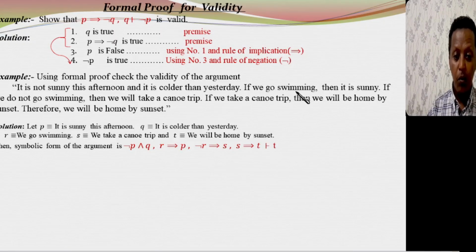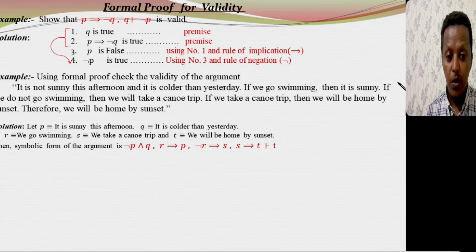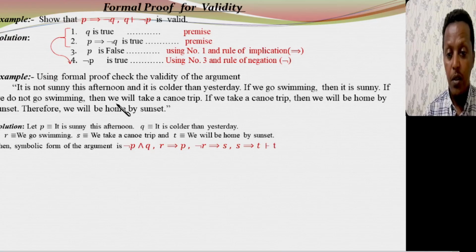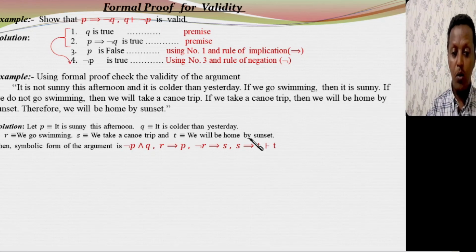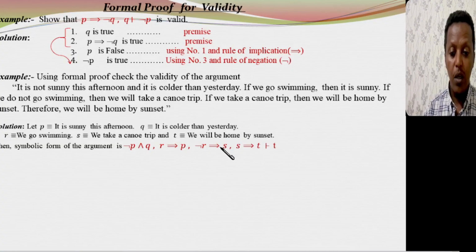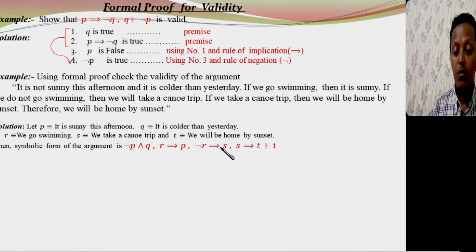Second premise, if we go swimming, that is R. So if R, then it is sunny, which is P. So R implies P, the second premise. If we don't go swimming, then we will take a canoe trip. We go swimming, that is R. So if we don't go swimming, that will be negation R. If negation R, then we will take a canoe trip. So negation R implies S. That is the third premise of the argument.